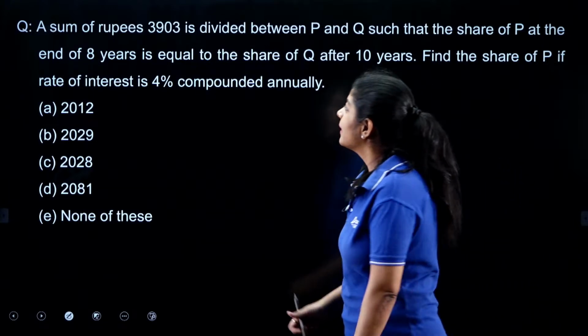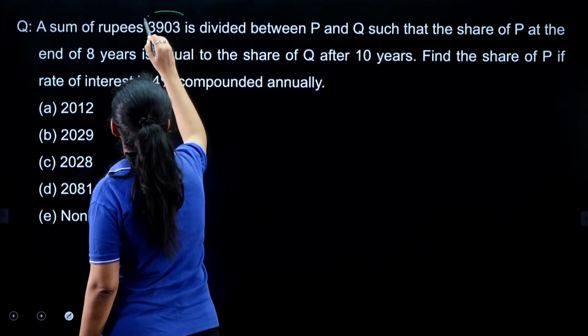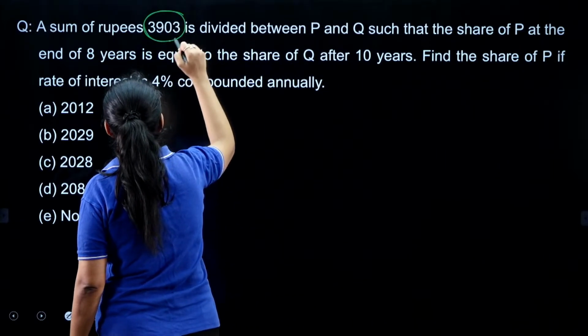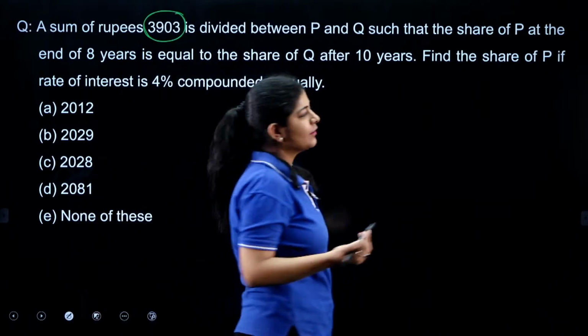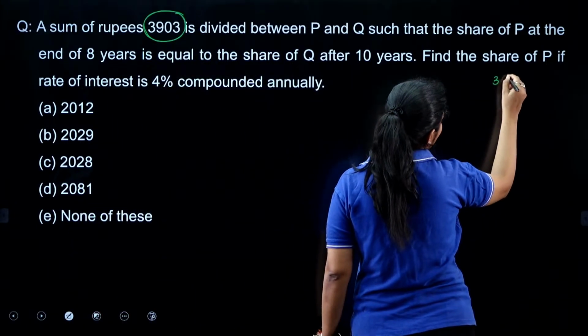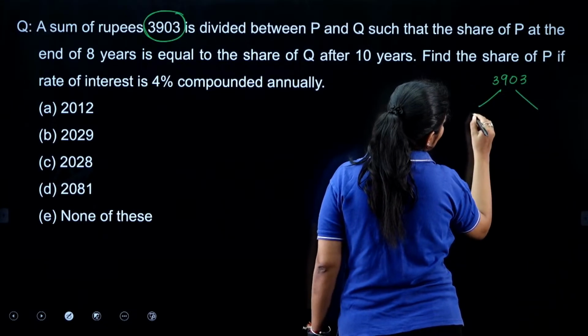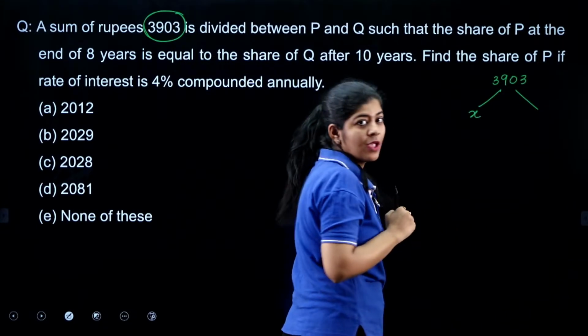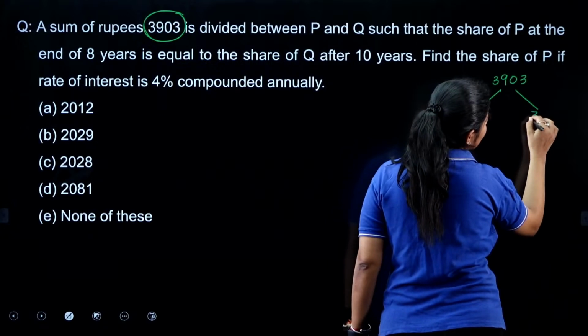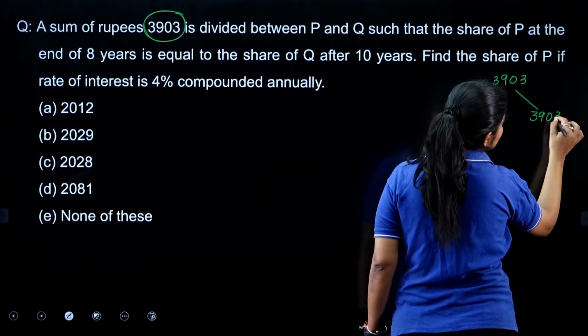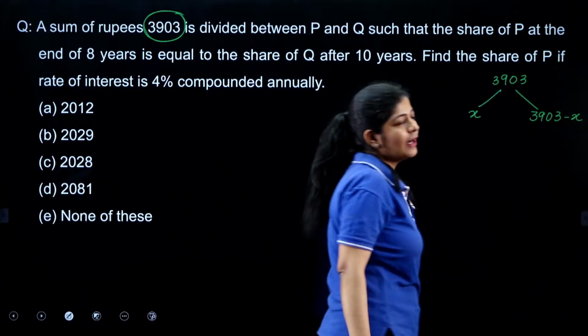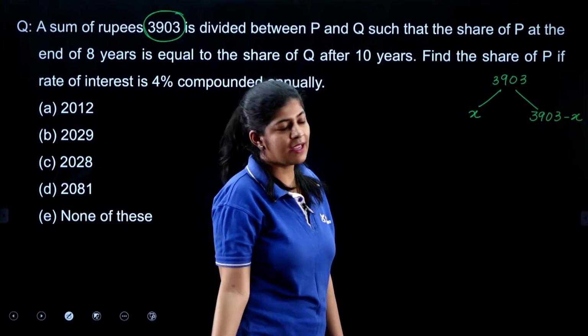So here the main amount that you are having is this one. This is a sum that you need to divide. So what we can do is assume that I am having this amount and I divide it into two parts. The first part is x. So the remaining part is nothing but 3903 minus x. Now accordingly you can write the equation and you will get the answer.